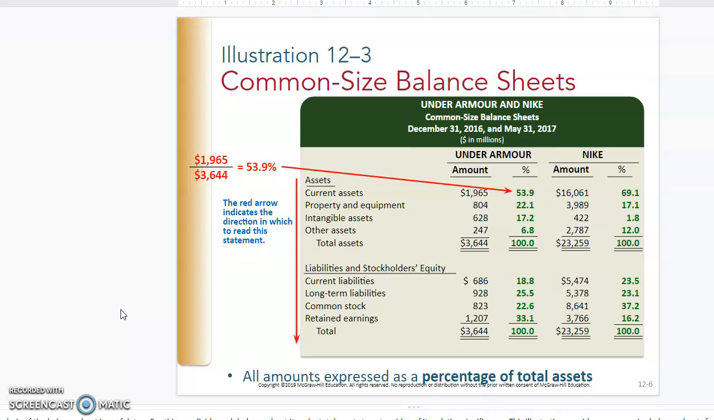And again, this is a way to analyze companies that have different sizes and compare it by percentages.